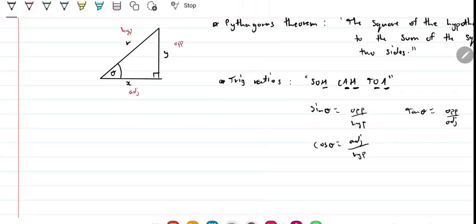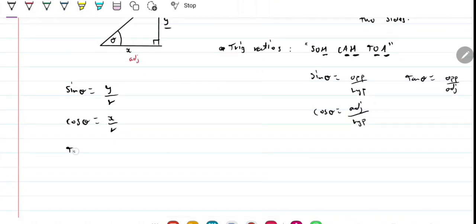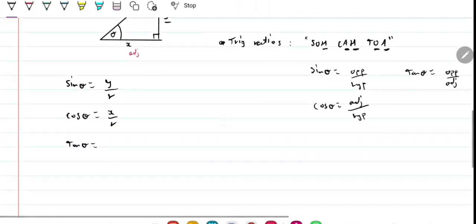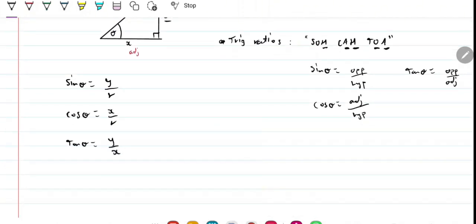Based on these trig ratios, for this triangle, sine theta will be equal to opposite over hypotenuse. Opposite side is y. Hypotenuse is r. Right? Cos theta will be equal to adjacent over hypotenuse, which will be x over r. And tan theta will be equal to opposite over adjacent, which is y over x.